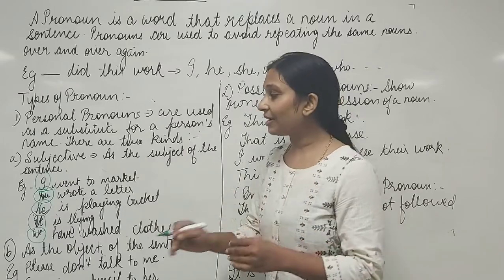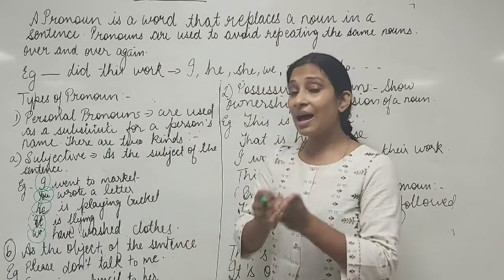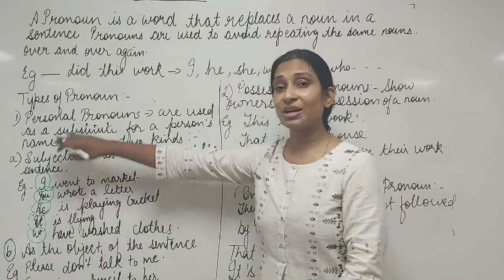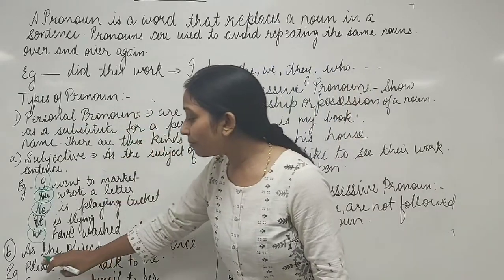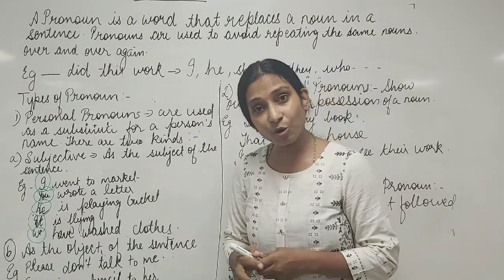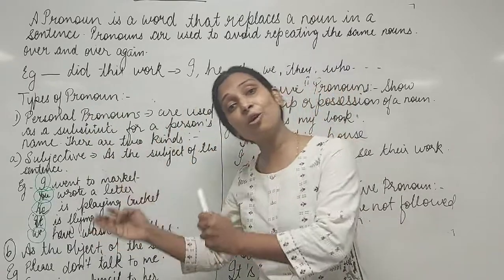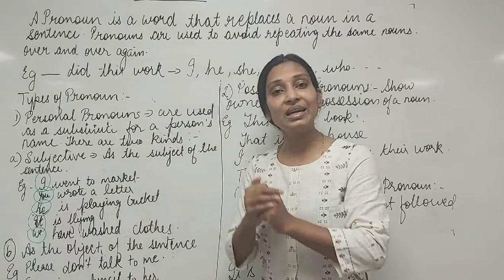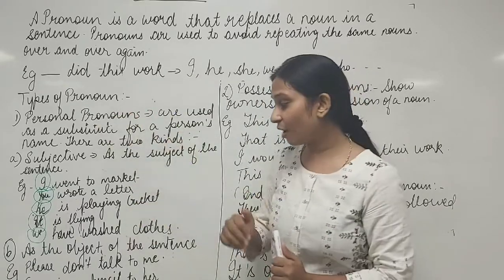So, are you understanding that personal pronouns replace the name of a person, and when it is used as the subject of the sentence, it is known as a subjective personal pronoun. Clear, everyone? Now, let's come to objective pronouns. Now, what are objective pronouns? When we use personal pronouns as an object of the sentence, at the end of the sentence, it is known as objective personal pronouns. How, children?